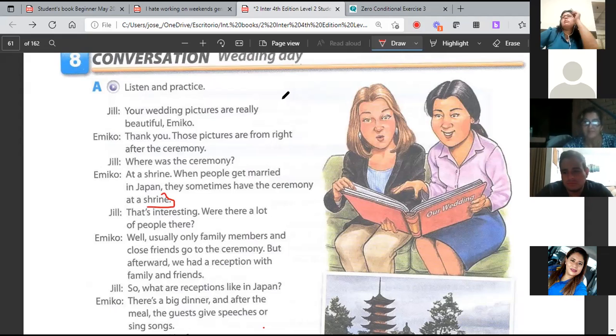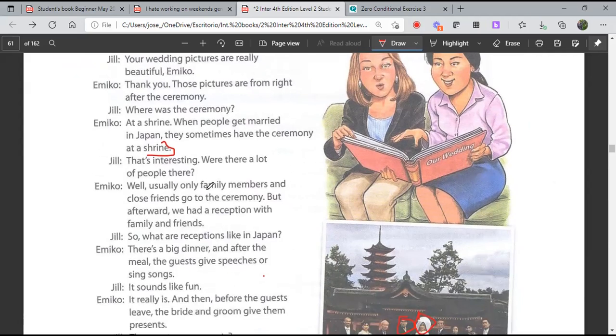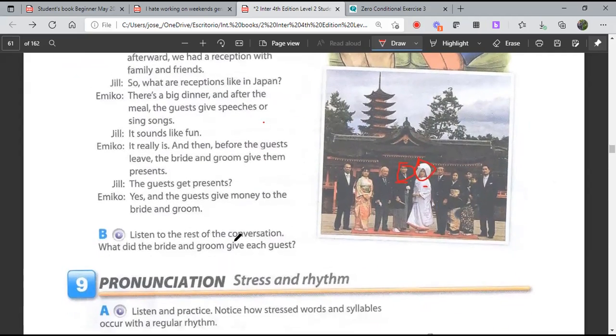Yeah, I'm looking for that right now. Yeah, I think so. It says a case of chest for books, a sacred holy place. It's not really specified, it's just a sacred place, I guess. Okay, un templo sagrado, but it doesn't specify if it is for Buddhism. Okay, good. Nice. So pay attention to the conversation and listen to part B. Listen to the rest of the conversation.